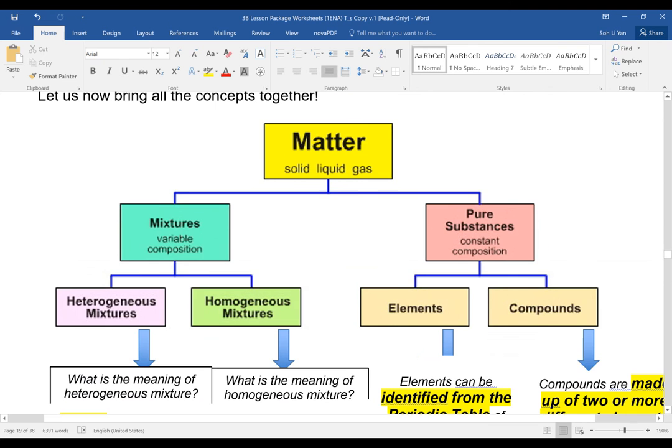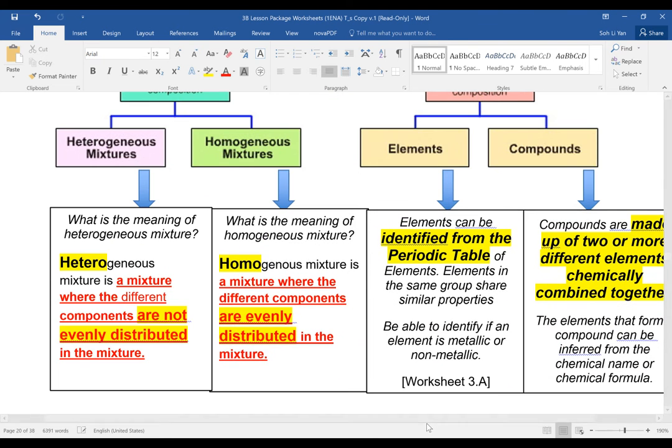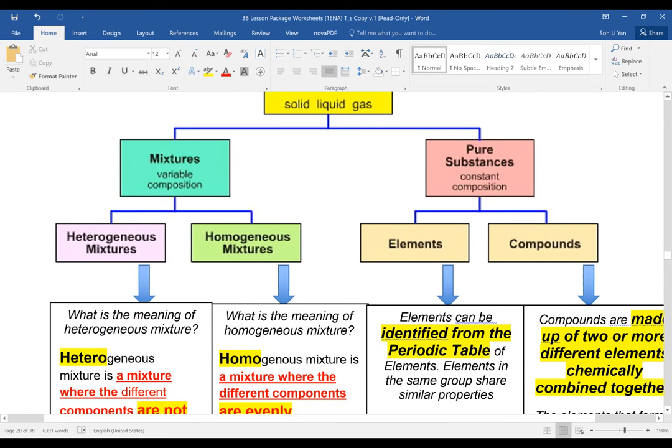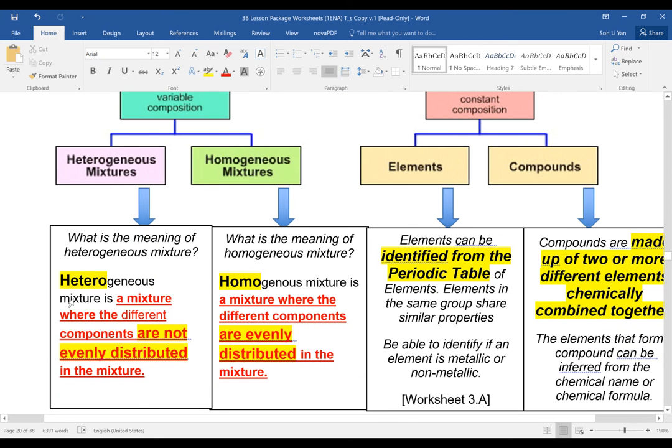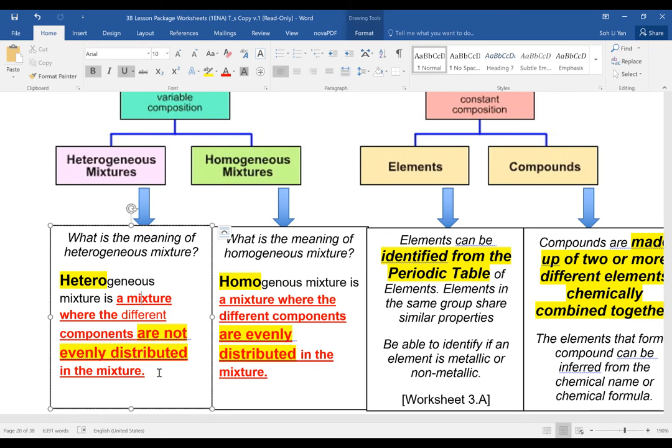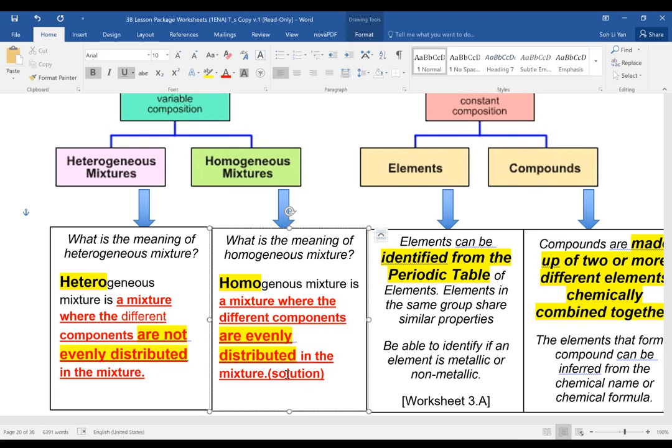So this is a summary. You can see heterogeneous mixtures and homogeneous mixtures. Heterogeneous mixtures, we are talking about suspensions, where the components are not evenly distributed. In the case of a suspension, there will be certain parts with more sand and certain parts with less sand, so it is not evenly distributed. But for homogeneous mixtures, a solution is an example, where all the sugar particles are spread out nicely in the solvent. So this is what we mean by a homogeneous mixture.